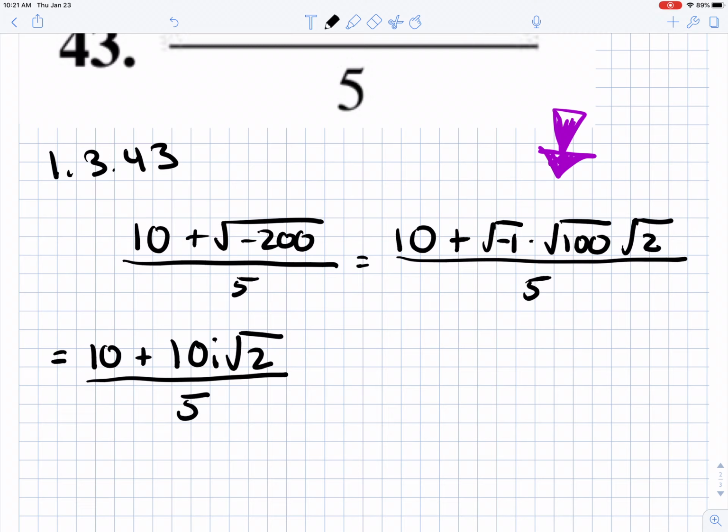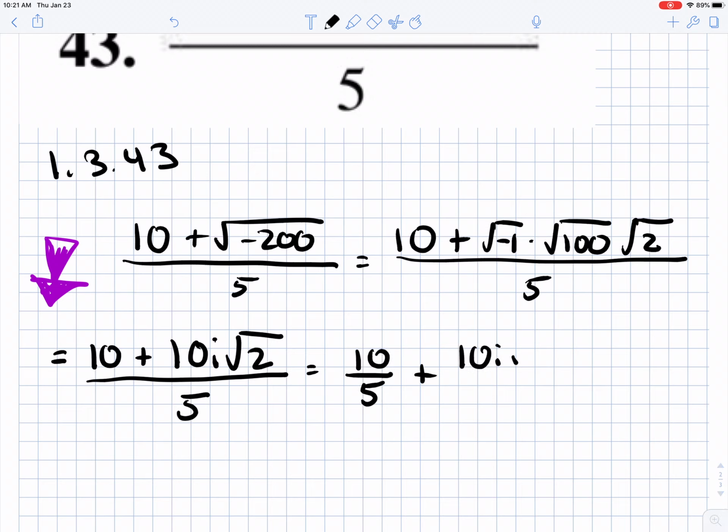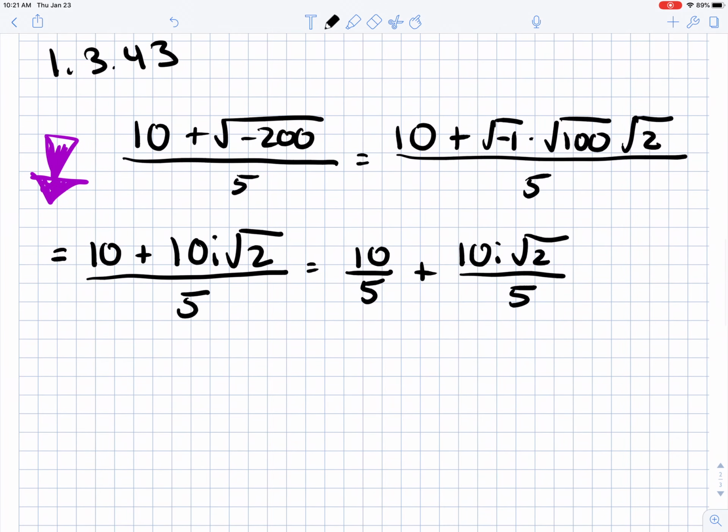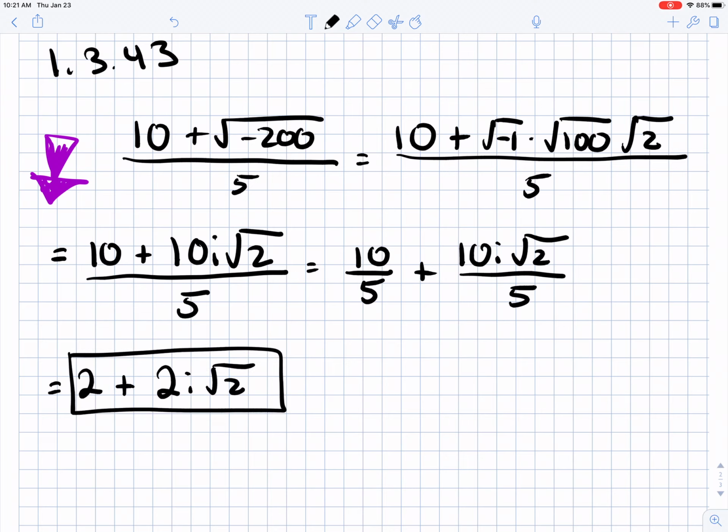Because we're dividing by a monomial, meaning one term, we can actually write it in the following way. It's kind of like we're distributing a 1/5, so we can rewrite this as 10 divided by 5 plus 10i times the square root of 2 divided by 5. So in that form, 10 divided by 5 is 2, plus 10 divided by 5 is 2i square root of 2. So in standard form, I got this result.